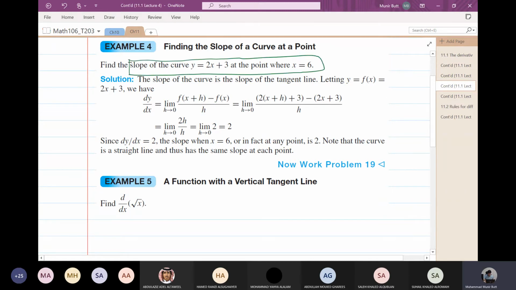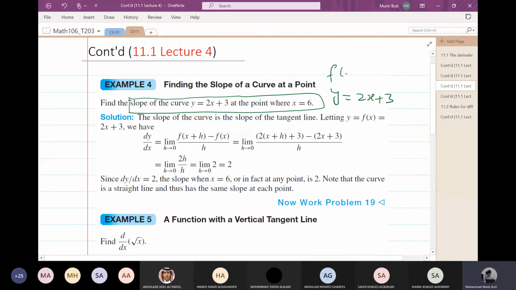What will be the slope of this curve now? Now you are an expert. We have given y. So y is equal to 2x plus 3. So now before we had f of x. So you know that this is also f of x. The same thing.